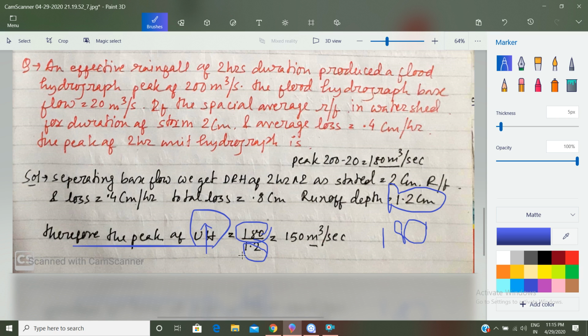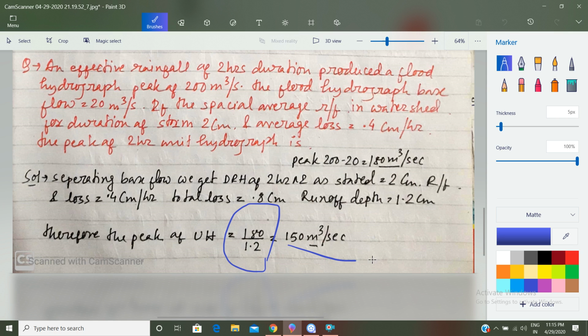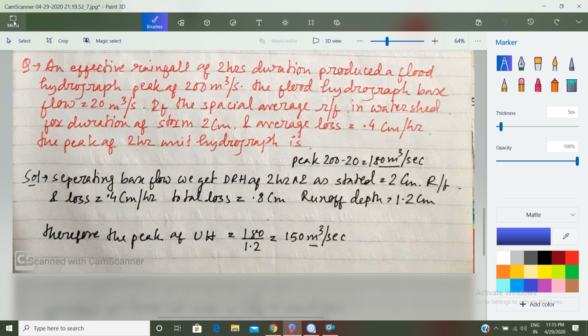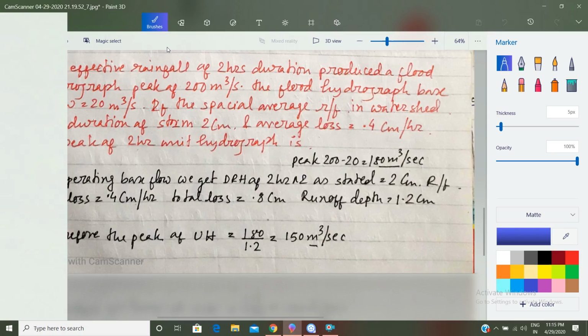For a unit hydrograph, the depth of runoff must be 1 centimeter. So for 1.2 centimeter, if the peak discharge becomes 180, then for 1 centimeter, what will the peak discharge be? Then 180 by 1.2. This is 150 meter cube per second. This is the answer. Okay, understood. Let's proceed to the next page.